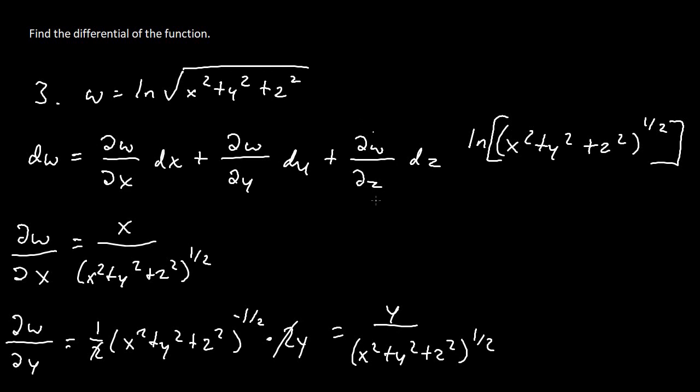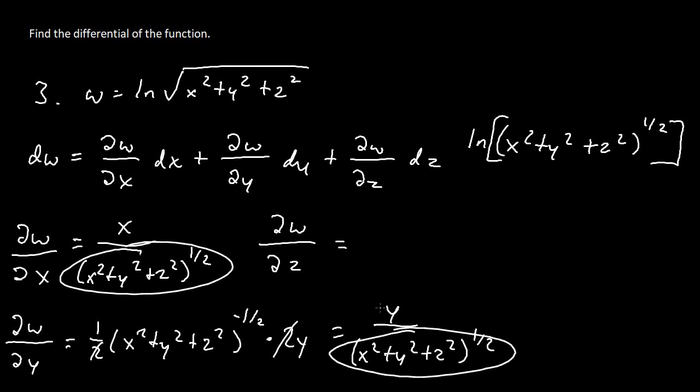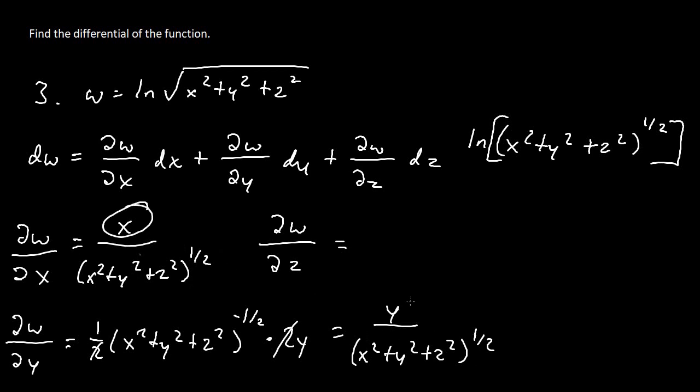And now, in order to find the partial derivative of w with respect to z, notice it's going to be the exact same pattern, and so we can skip ahead a little bit. Since this one has the same denominator, it's just the variable that changes in the numerator. Since we're deriving with respect to z, we'll have z on the top over x squared plus y squared plus z squared to the 1/2 power.